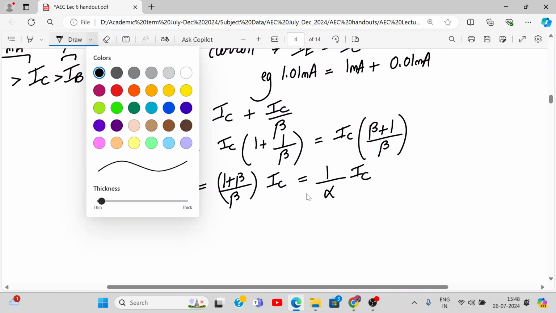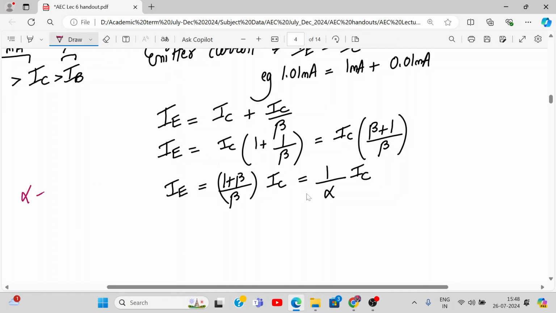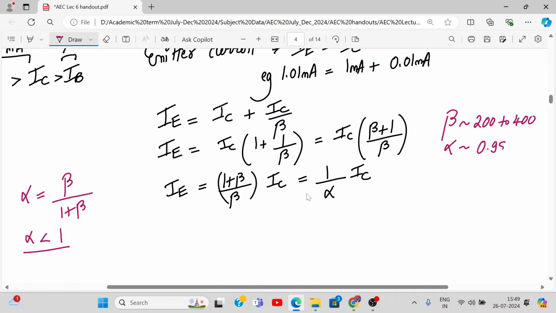So what is alpha actually? Can you tell me? Beta upon 1 plus beta. So here alpha is always less than 1. Correct? Because beta upon 1 plus beta will be almost, but less than 1. It's very, very close to 1, but not equal. Beta is a number which is around 200 to, I think in the lab also you have measured, no? How much? 340 something. It's very, very high. Whereas alpha will be around 0.95 to 1, close to 0.99.